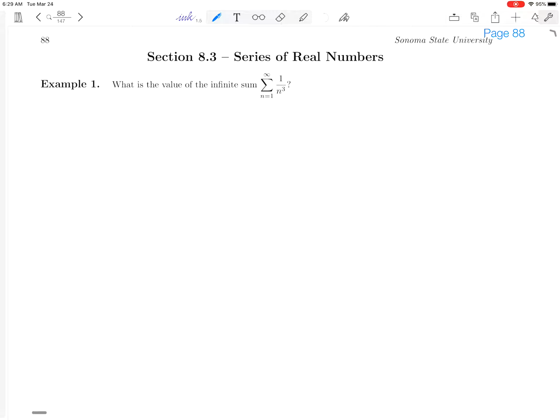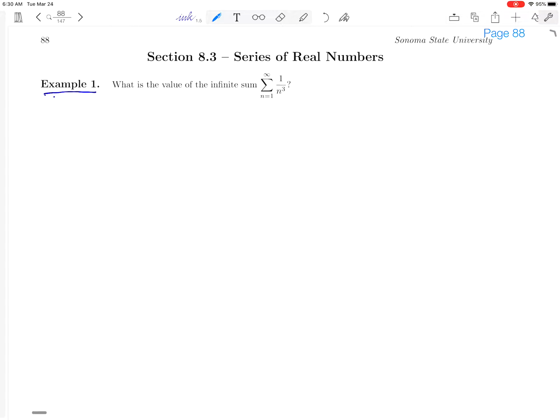Section 8.3 continues that and asks the question, how do we tell whether other series that aren't geometric converge or not? And what we'll do in this section is to develop a variety of other tests that we can use to test other types of series for convergence. Okay, so let's get our discussion started by looking at example 1 here.